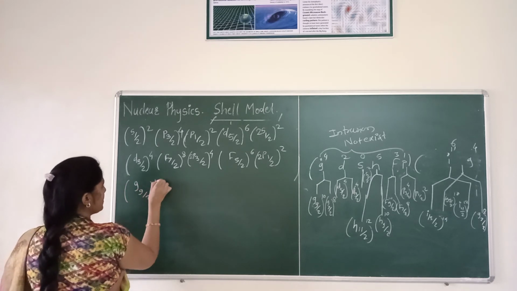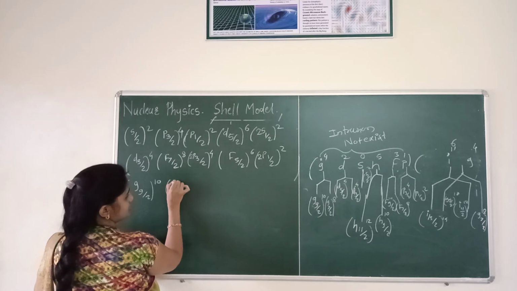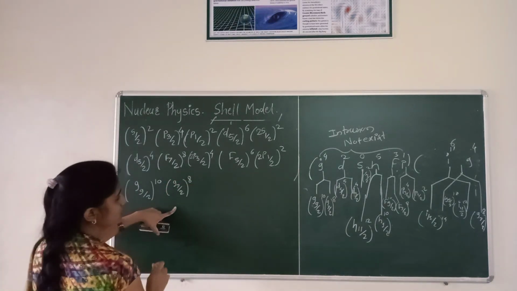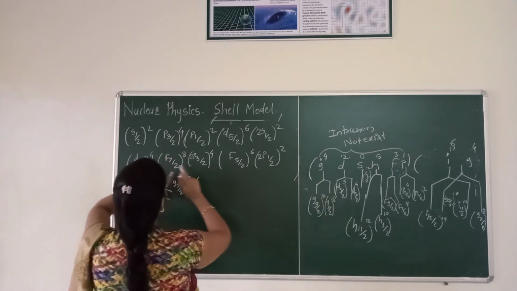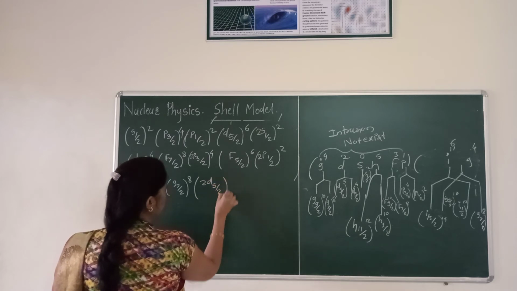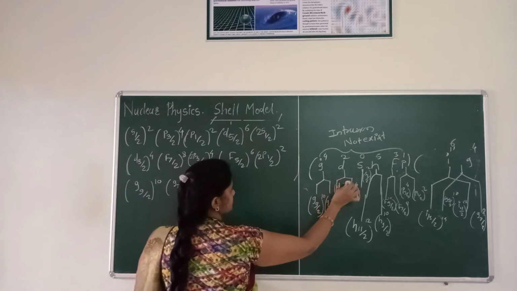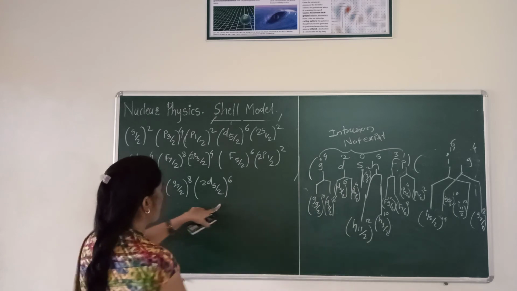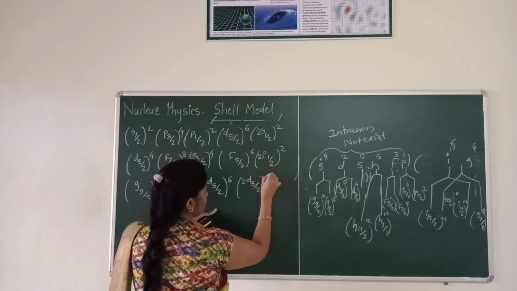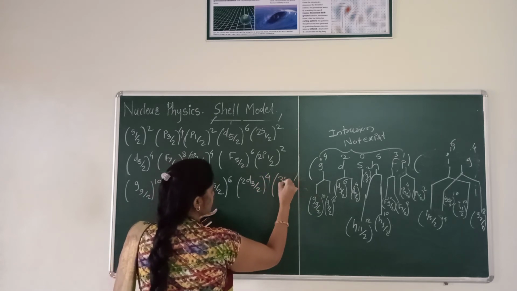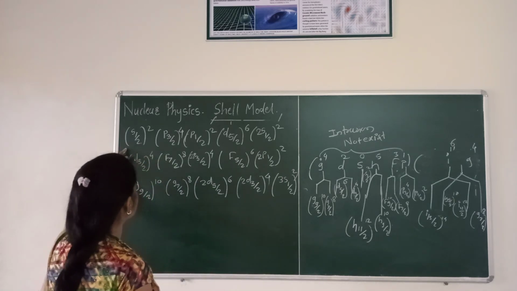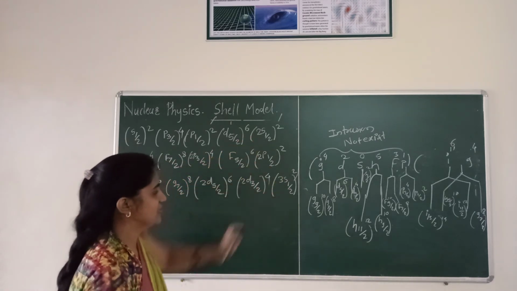G 9/2, 10. G 7/2, 8. Now see here, D is repeated. That's why 2D 5/2 will contain 6 nucleons. Now again 2D 3/2 contains 4 nucleons. 3S 1/2 contains 2 nucleons. S is repeated 3 times: first, second, third, that is 3S.